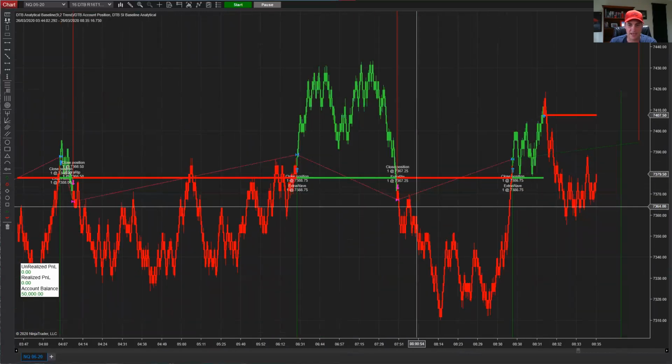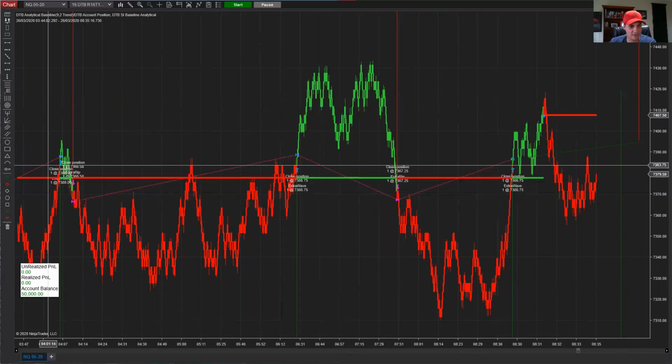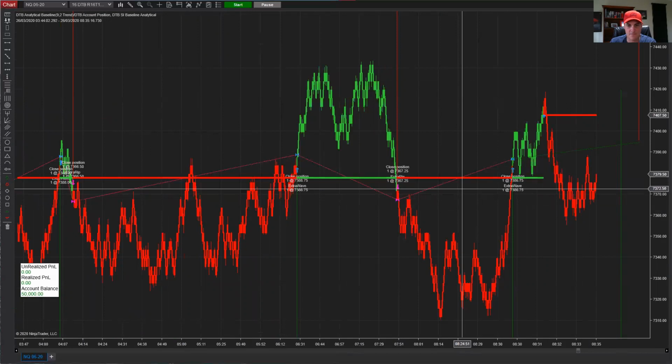And it's going to be picking up the price trading around the baseline. So it's going to create this baseline, and then it's going to react to that.